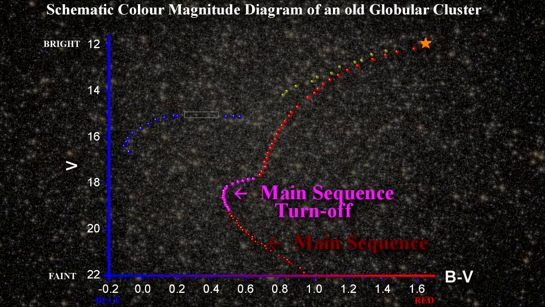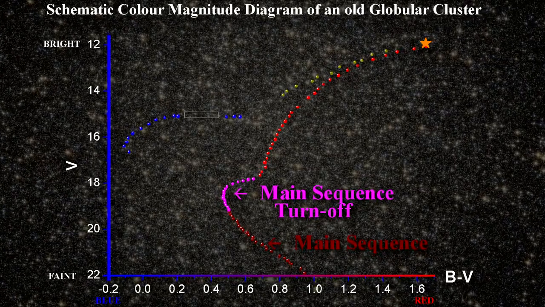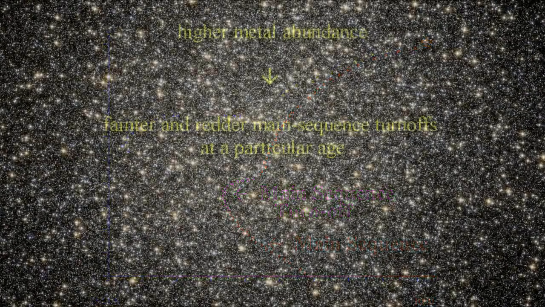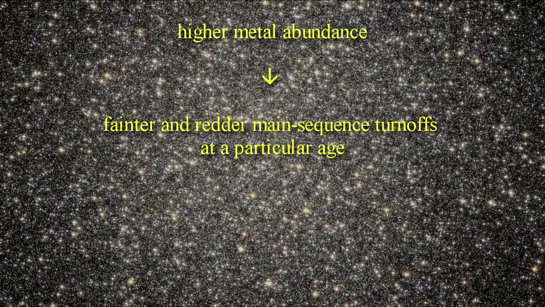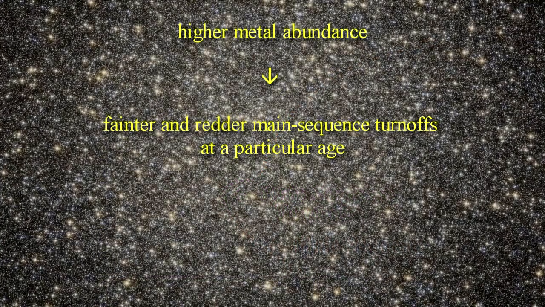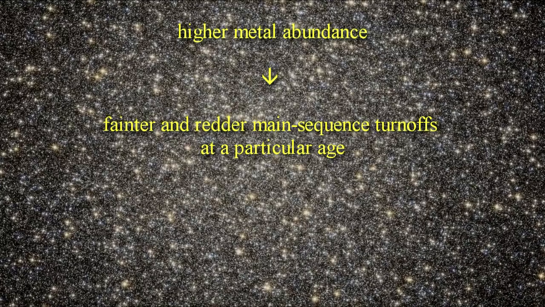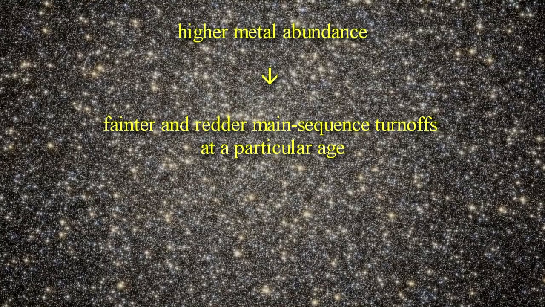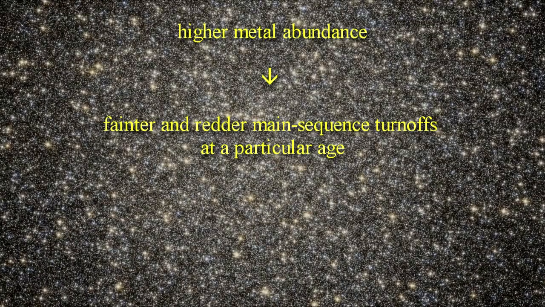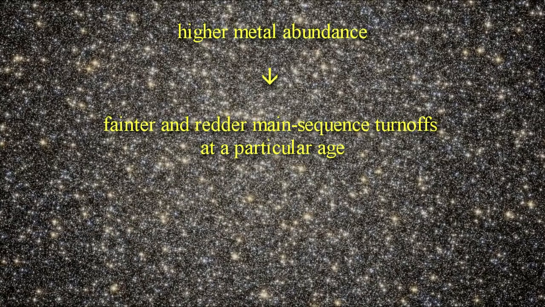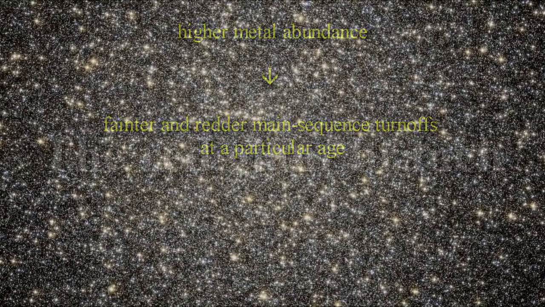Chemical composition also affects the temperature and therefore color of stars along the main sequence. Clusters with higher metal abundance have fainter and redder main sequence turn-offs at a particular age compared to low metal abundance clusters. This age-metal abundance degeneracy means that we need to have an independent measure of the chemical composition of the stars of a cluster in order to derive its age based on its main sequence turn-off.